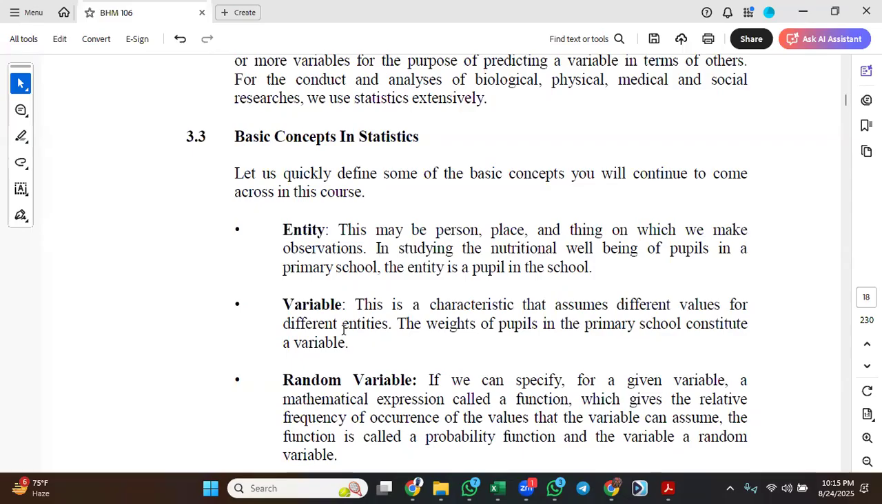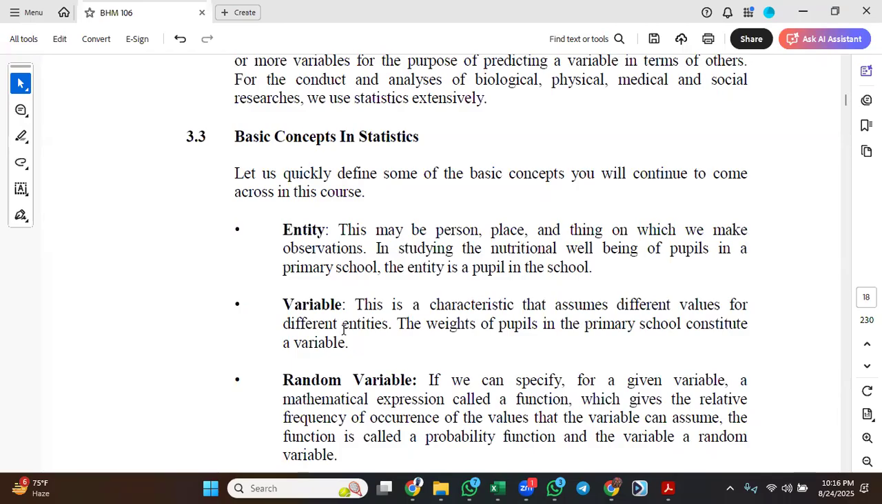A characteristic that assumes different values for different entities, which means while the pupil is the entity, that thing we are carrying out on the pupil, which is getting the weight and height of the pupil, is what we call variable. So we are checking the variable height and the variable weight of an entity, pupil.